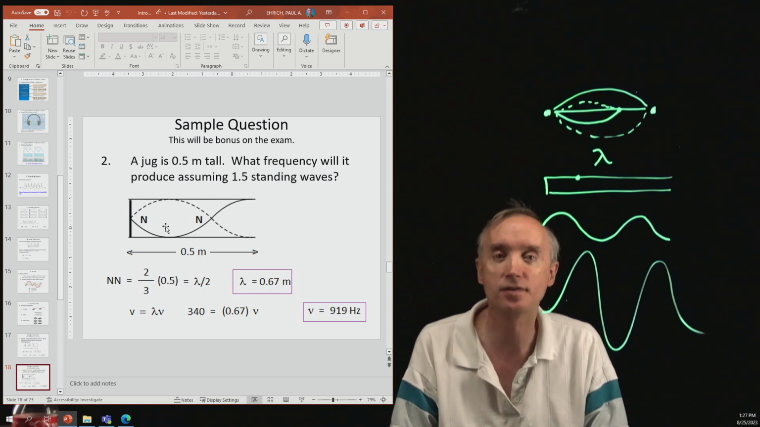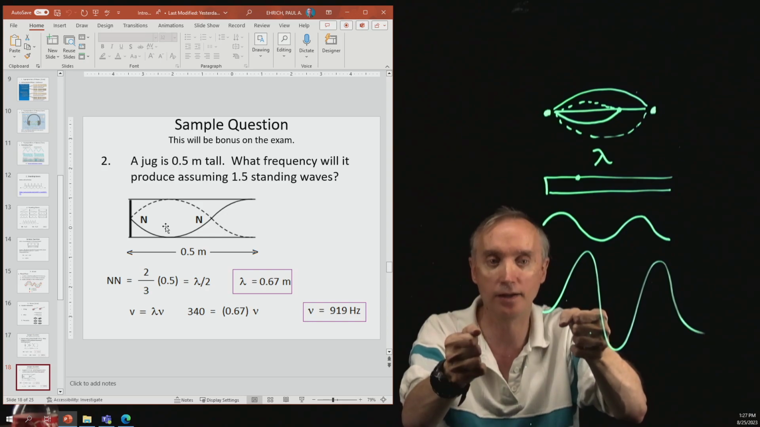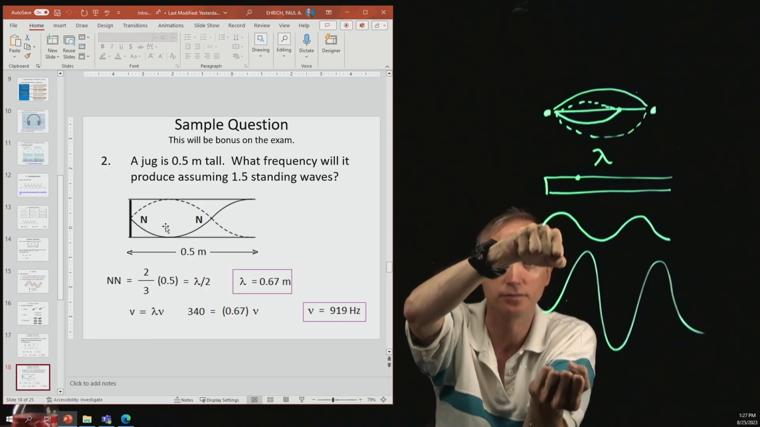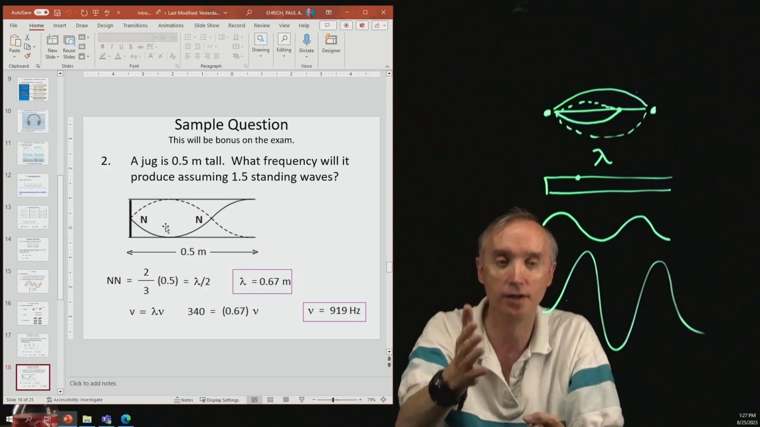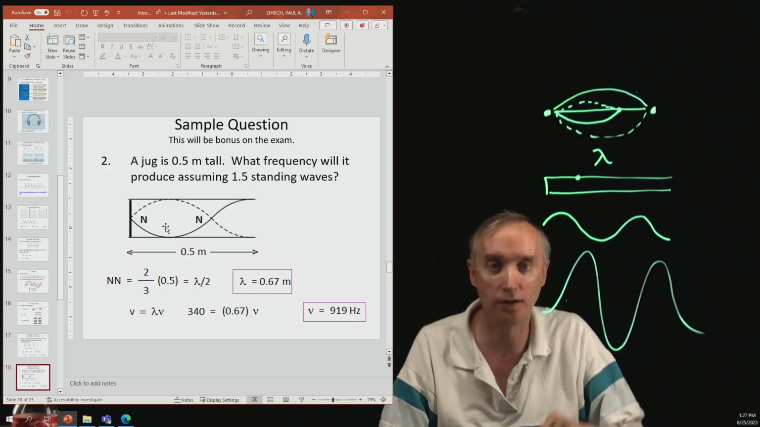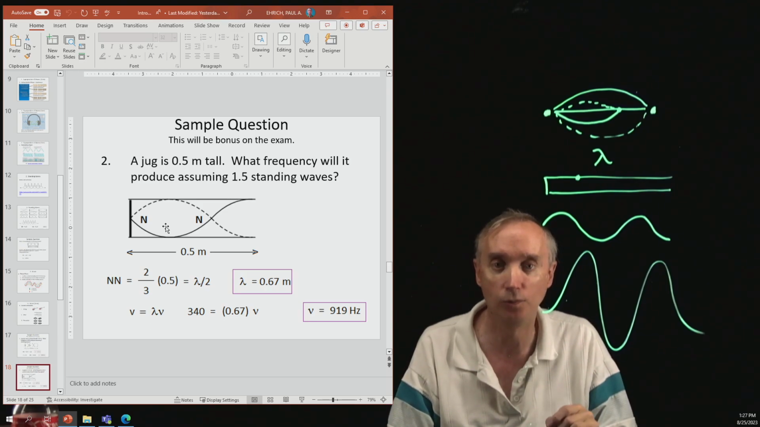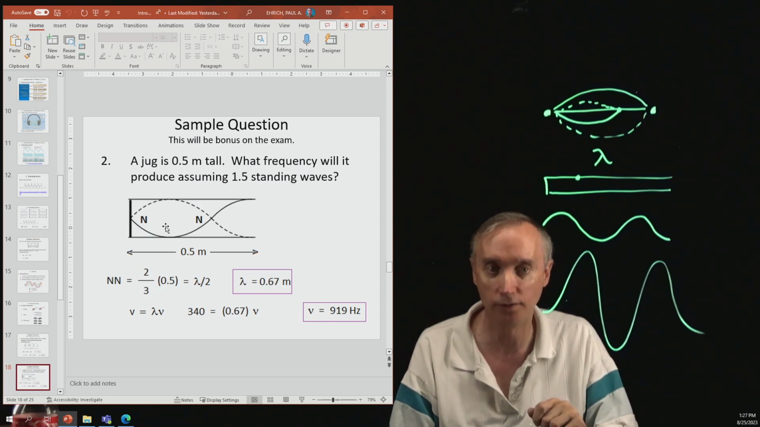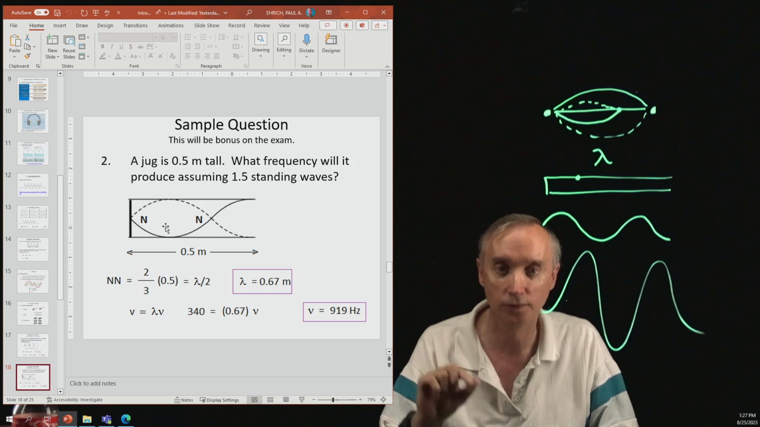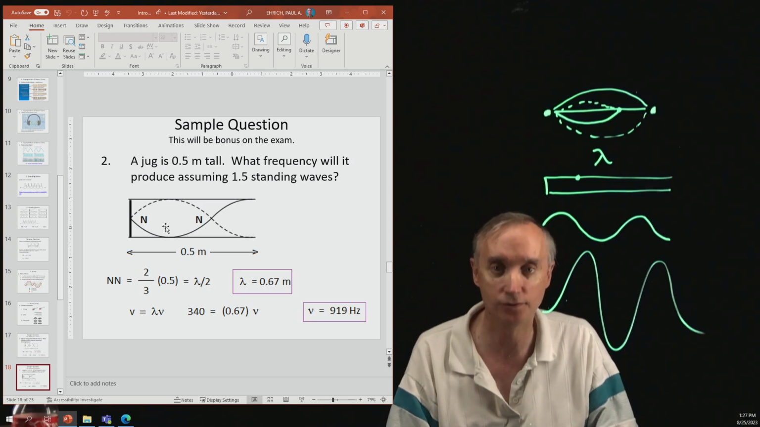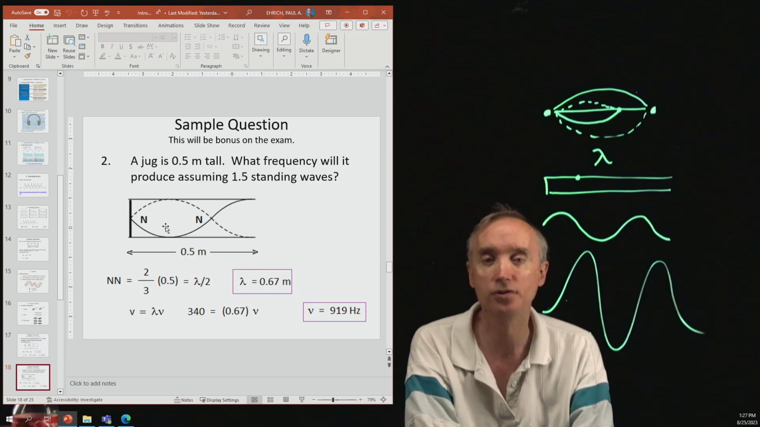So what frequency of sound will the jug produce, assuming it has 1.5 standing waves in it? Now I took my jug and tipped it over on its side, so that it's closed on one end and open on the other end. Then I drew 1.5 standing waves in there. Then I locate where my nodes are, which is where it's at its minimum. Don't need to worry about the antinodes. So the distance from a node to a node.